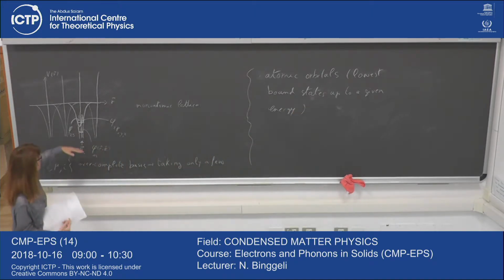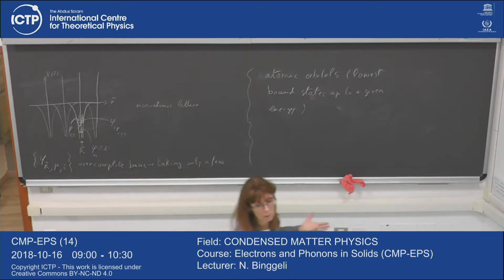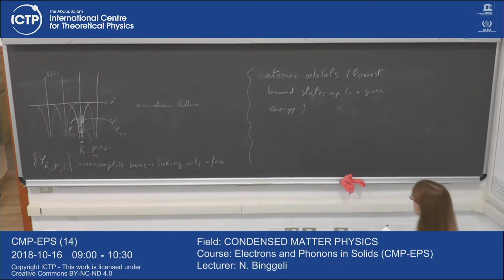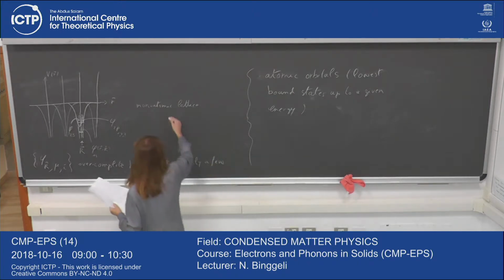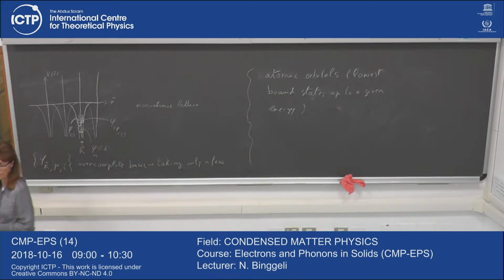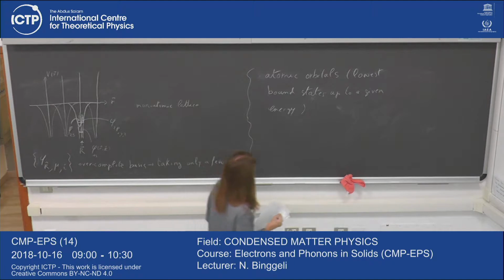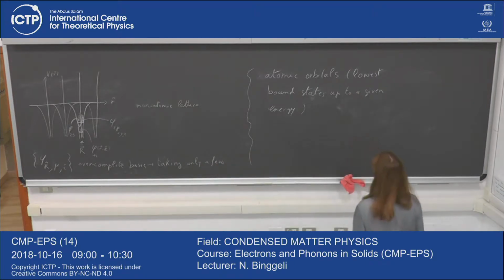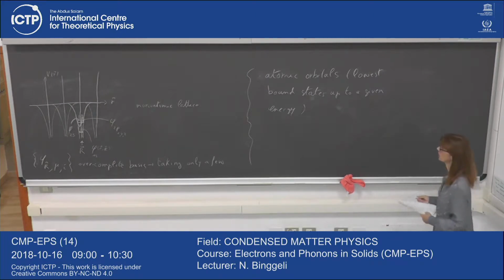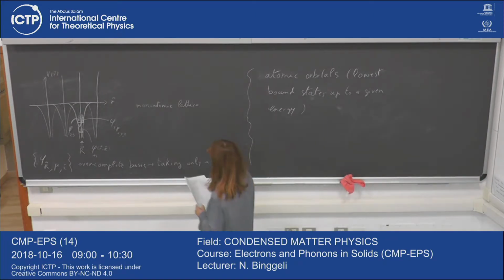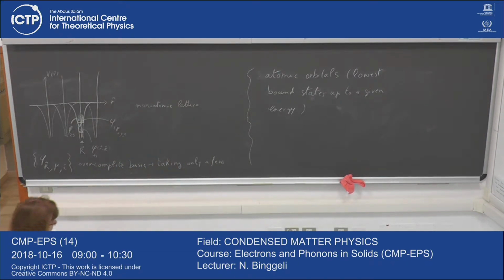So we will choose the lowest bound state up to a given energy, and the choice depends on the system one is considering. One should know more or less what type of valence electron one will have near the gap or near the Fermi energy if it's a metal. So atomic orbitals, lowest bound state up to a given energy. Okay, so this is what we will use as a basis.